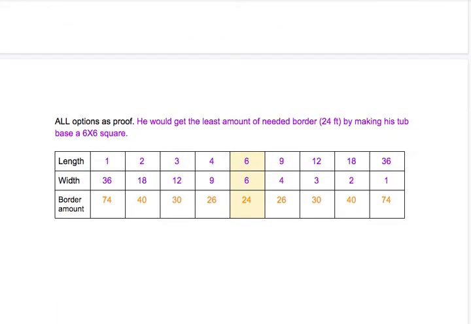Well, a border is a perimeter. So to get the border amount, I'd have to add around the dimensions of each rectangle. So if he did do these stretched 36 tiles in one long row, he would need 74 feet of border in order to do this. As you keep going through, you get to where the minimum amount is if he makes his tub base a 6 by 6 square, because then he only needs 24 feet of border, 4 sides all being 6 feet long. So that's pretty significant compared to the 1 by 36.